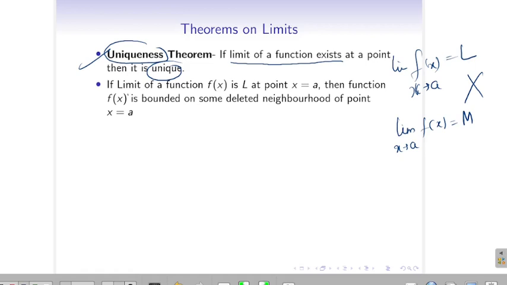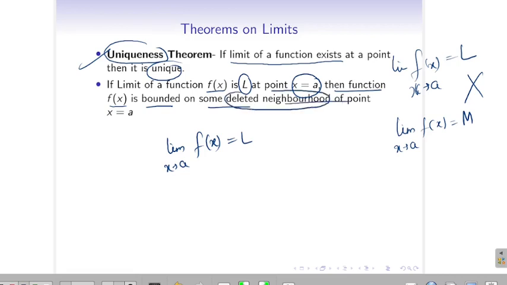Next, if the limit of a function f(x) is L at a point x equals a, or I can write it as the limit of f(x) as x tends to a is L, then the function f(x) is bounded on some deleted neighborhood of the point. So what is this deleted neighborhood? If you have a point and you draw a neighborhood of this point and you delete the point from the neighborhood, then this will be called the deleted neighborhood.